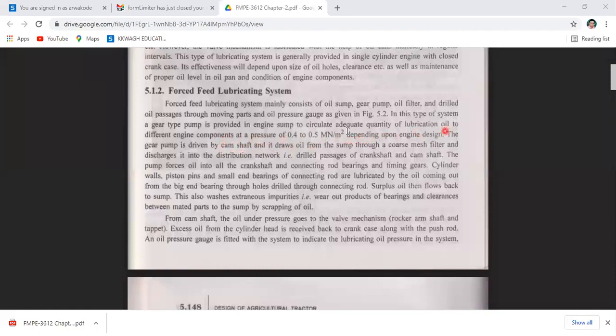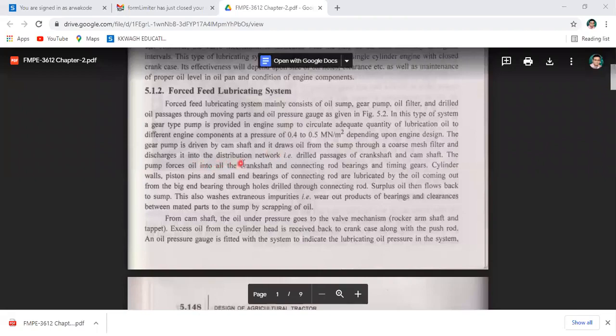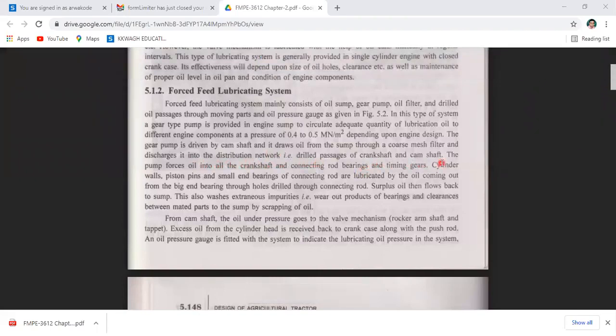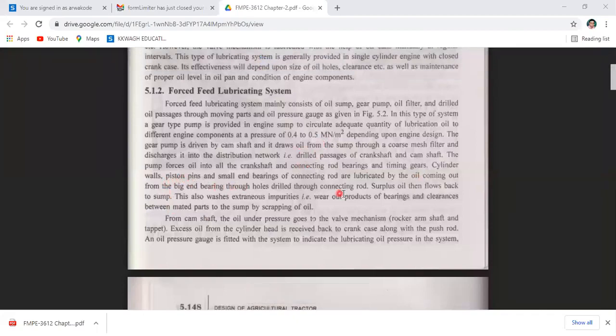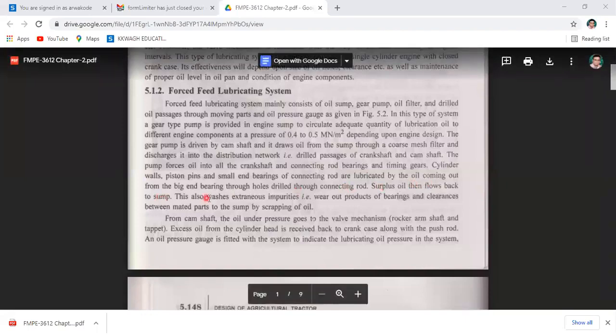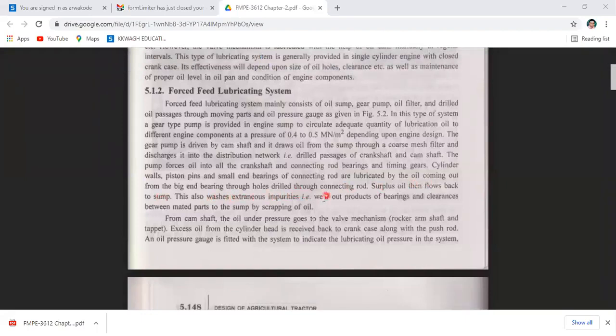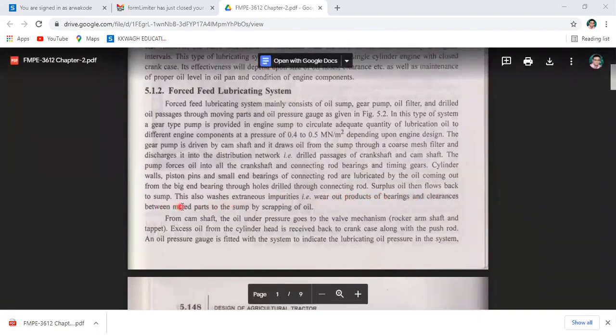Okay, so there is one gear pump provided. This oil pump is a gear type pump, an internal gear type pump. It is driven by the crankshaft and draws the oil from the sump through the coarse mesh filter and discharges into the distribution network, that is, the drilled passages of the crankshaft. The pump forces the oil to all the crankshaft and connecting rod bearings and timing gears. It lubricates the cylinder wall, and the piston pin and small end bearing of the connecting rod are lubricated by oil coming from the ring, and the big end bearing through holes drilled in the connecting rod. Surplus oil then flows back to the sump.